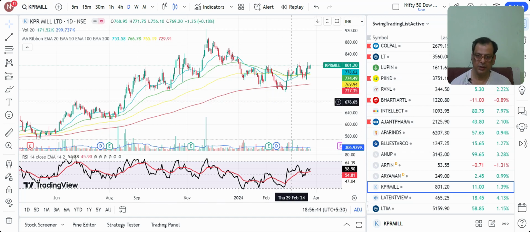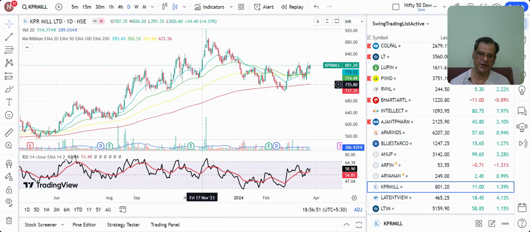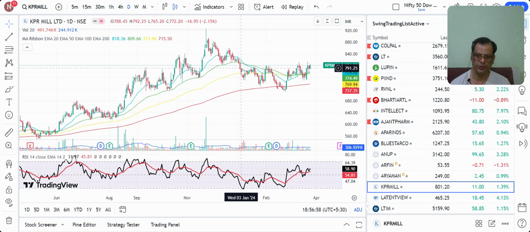KPR Mills. If you see here, the price has gone up and it's crisscrossing the 20 and the 50 EMA, and then there's a swing high, and then you have lower highs and lower lows, and the price is coming down. So, let's say we were observing it somewhere here, end of January. What we would see is that the price is going down. We have got lower high, lower low, lower high, lower low.